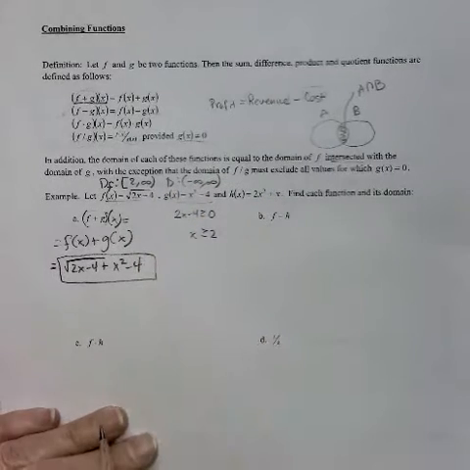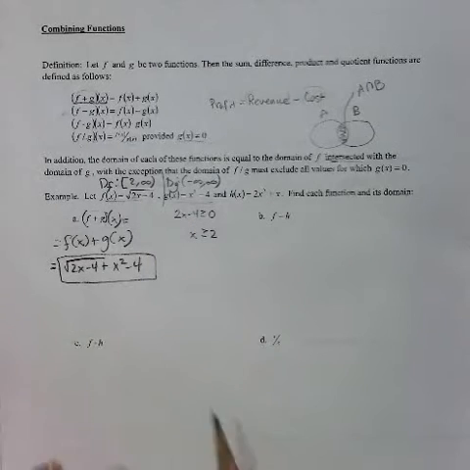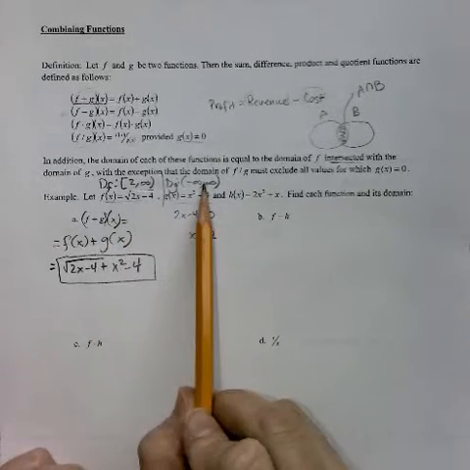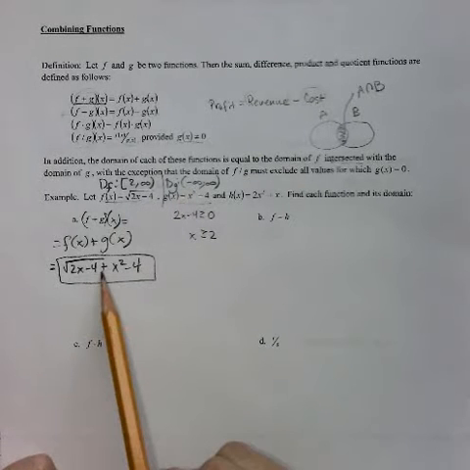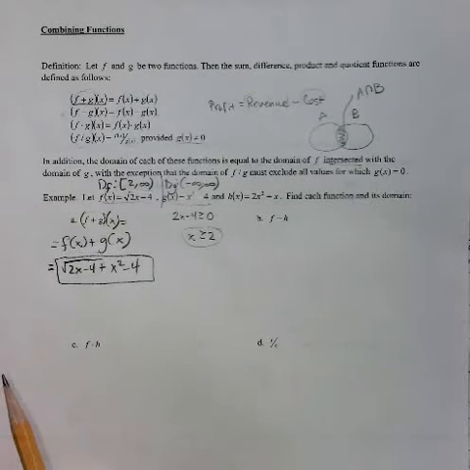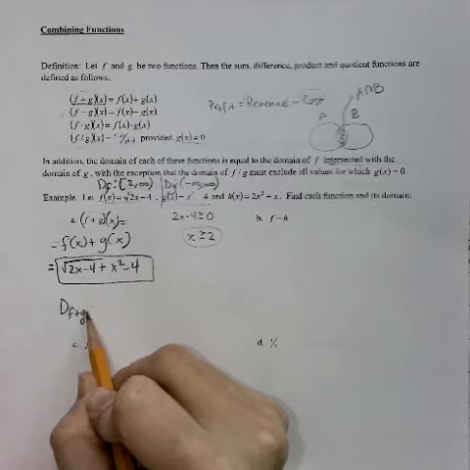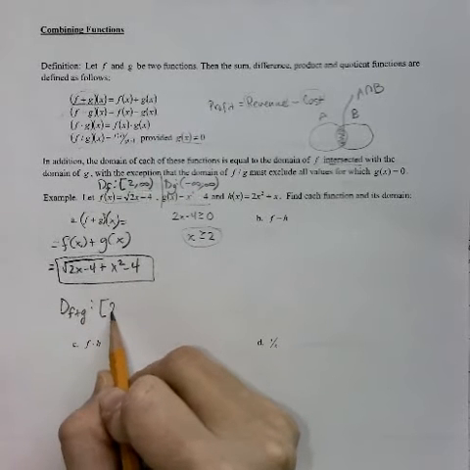And then I'll put a g there for the domain of g. Take the intersection. So basically you only want the numbers that work in both parts. That's basically what's happening here. And that's your overlap. Which numbers work in both? Well, only these work in both. So the domain of f plus g will be 2 to infinity.